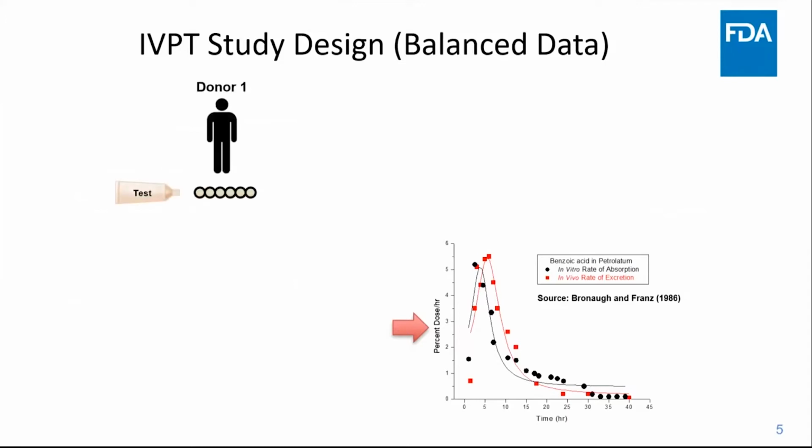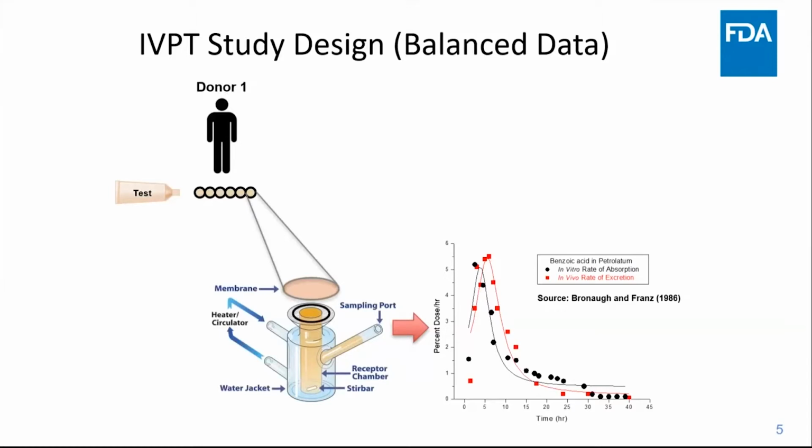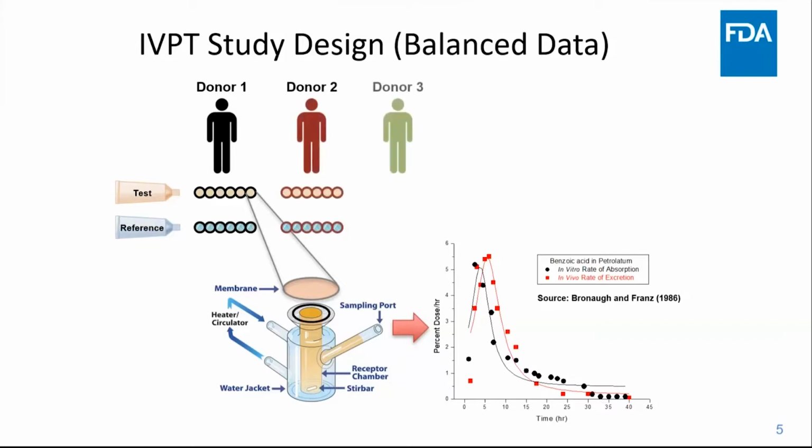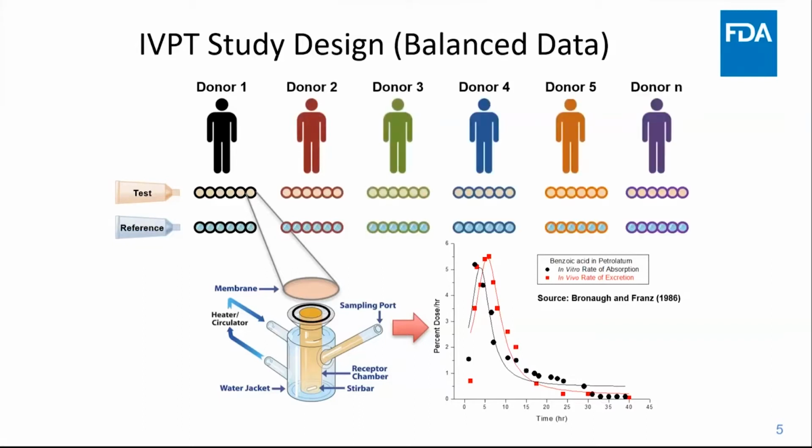So this is a slide that you previously saw, very thoroughly explained by Dr. Rani. Here I'm going to just repeat and remind how we have one donor, and from this donor we have replicate skin sections dosed by the test product. So we take one of these and place it in the diffusion cell, and then through the sampling port we get a point, and we repeat the same thing with a reference product, and also then for a second donor, a third donor, all the way up to n donors. So we construct a pharmacokinetic type profile, flux profile, out of this process.